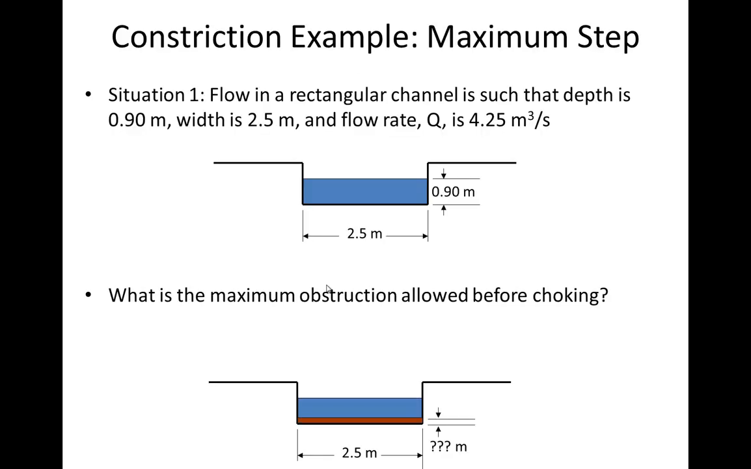Let's consider this next example of calculating what's the maximum step that can be tolerated before choking occurs. We have a before and after situation. In the before, there is a channel that's 2.5 meters wide with a flow depth of 0.9 meters. This channel is carrying 4.25 cubic meters per second. How high of an obstruction can be put into place and still convey the flow without any choking? We're going to try and find that maximum delta Z, or the delta Z critical, that just begins to induce critical flow over the obstruction.